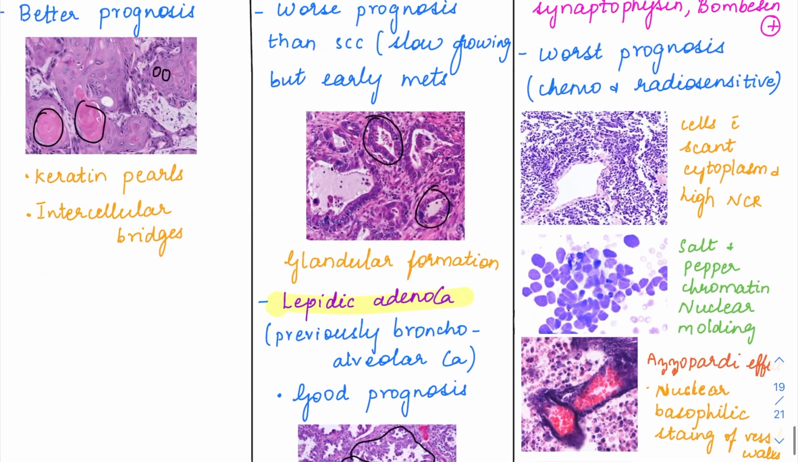And small cell lung carcinoma is a neuroendocrine tumor. Any neuroendocrine tumor will have this kind of salt and pepper chromatin. So the characteristic feature we see in a neuroendocrine tumor will be salt and pepper chromatin. Some stippled kind of chromatin will be present, along with that, nuclear molding.